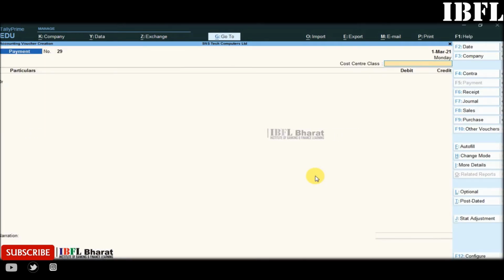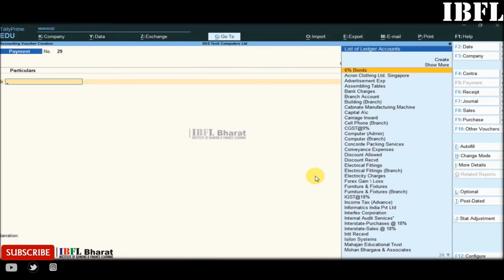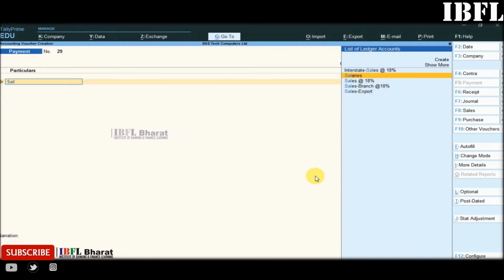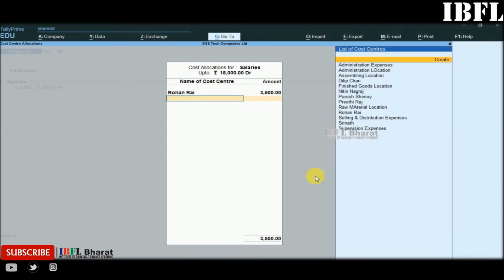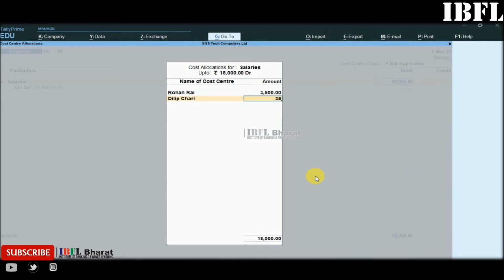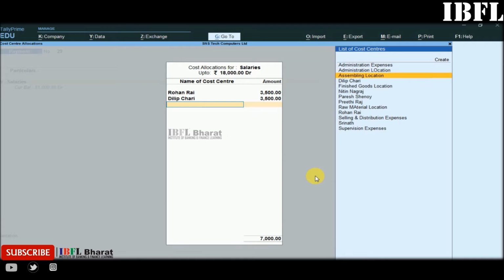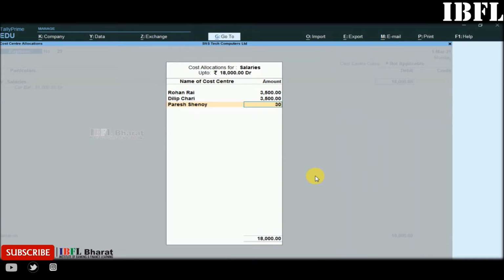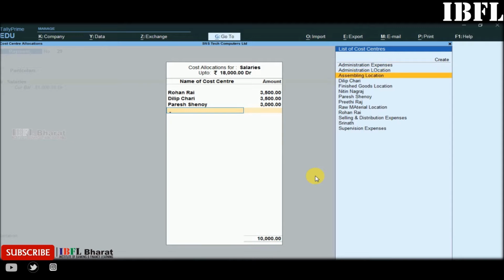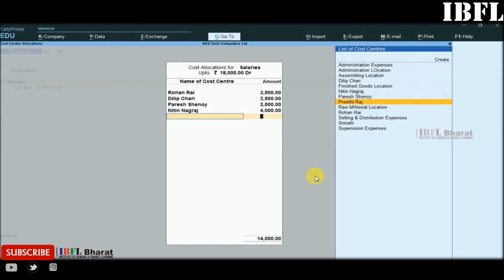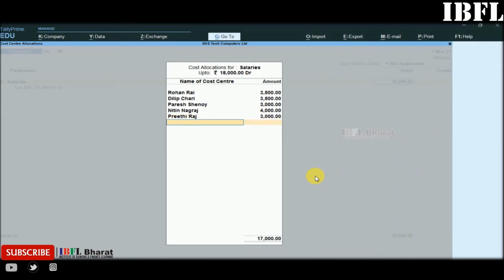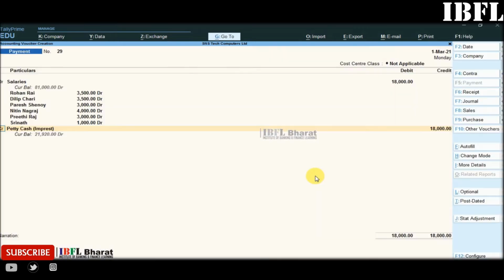This is the payment voucher and we had changed our date. The first transaction is of salary. We are taking it as 18,000 rupees and it is bifurcated. First employee of ours is Rohan Rai and he is getting 3,500. Next employee is Dilip Chari getting 3,500. Next is Mr. Paresh Shinoy getting 3,000 rupees as salary. Next is Mr. Nitin Nagaraj getting 4,000 rupees. Next is Preeti Raj getting 3,000 rupees, and the last employee is Srinath getting 1,000 rupees.